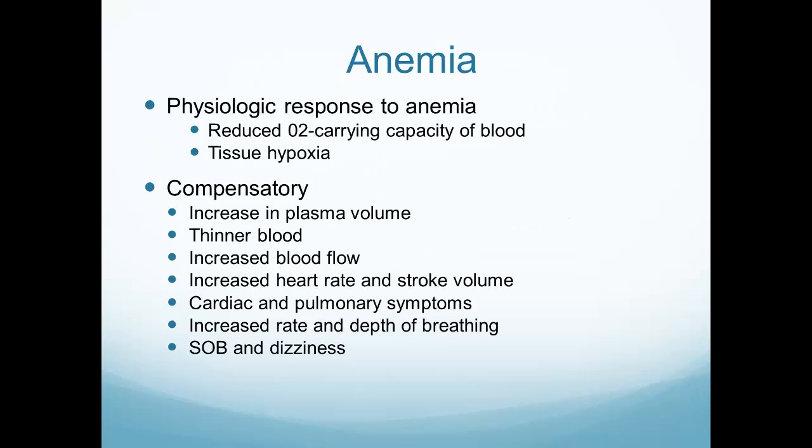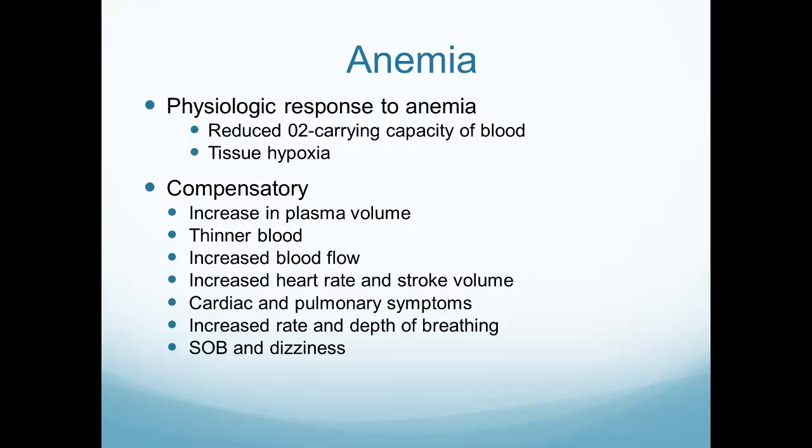The physiologic response to anemia, remember that there's less oxygen carrying capacity of the blood, so therefore that means there's going to be less oxygen getting to the tissues and we get tissue hypoxia. So our compensatory mechanisms are going to be an increase in our plasma volume, and that's coming from the renin-angiotensin-aldosterone system. Thinner blood, because we're hanging on to more fluid in an attempt to try and increase our blood pressure, assuming that that's what the problem is, a lack of pressure in the vasculature, and that's why we have decreased perfusion. We'll have an increase in our blood flow caused by an increase in heart rate and stroke volume.